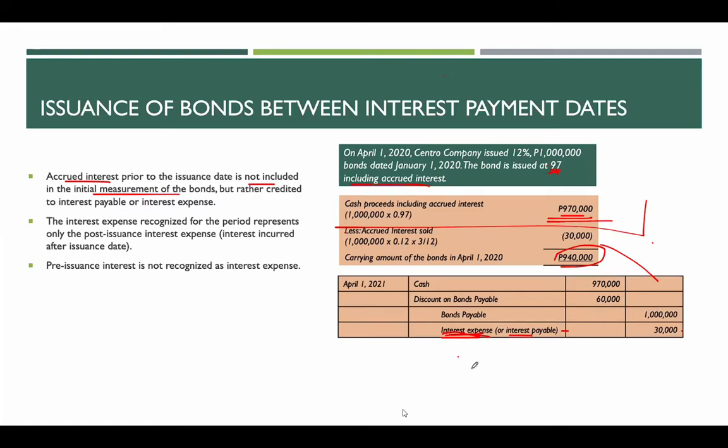Kasi, ito. Date ng bond is January. Ibig sabihin, dun sa face ng bond, ang date niya is January. Pero inisyo mo siya April. Okay? Ibig sabihin, from January, February, March, meron ng nag-accrue na interest. This is January 1, January 30, tapos hanggang February 30, tapos March 30. Dito pala dapat ang April. Tanggalin natin to. Sandali.